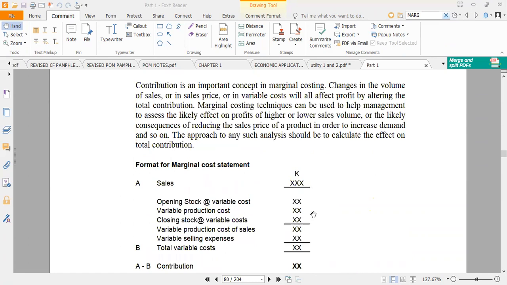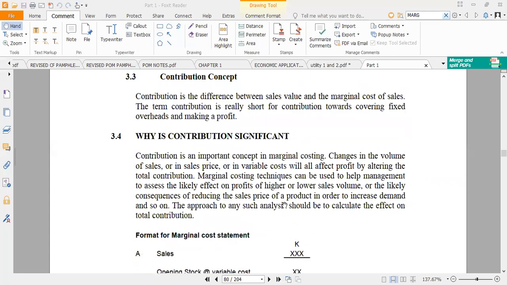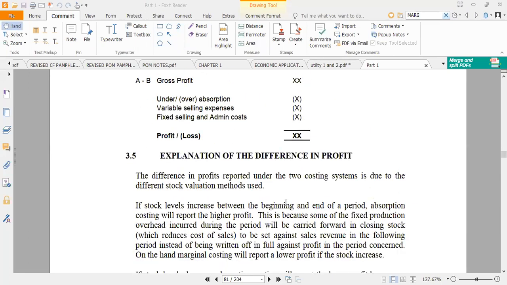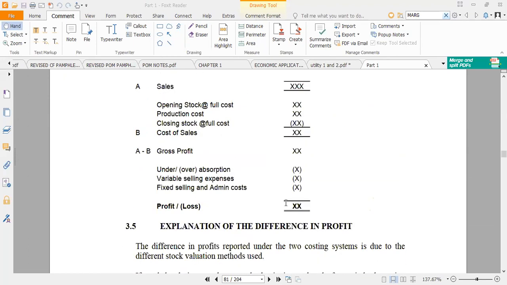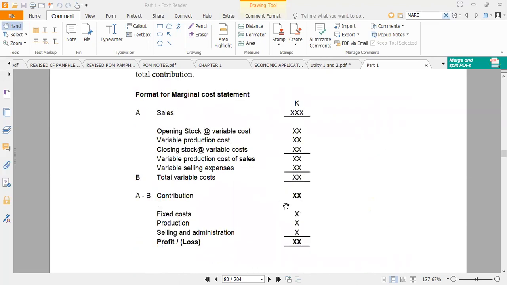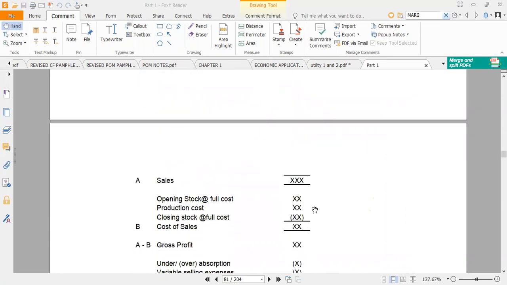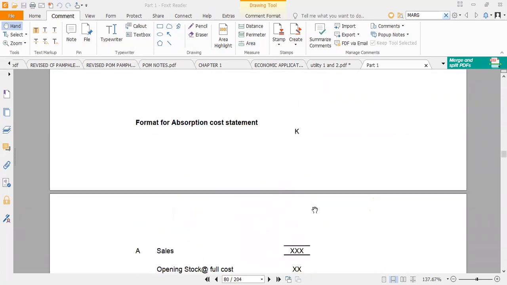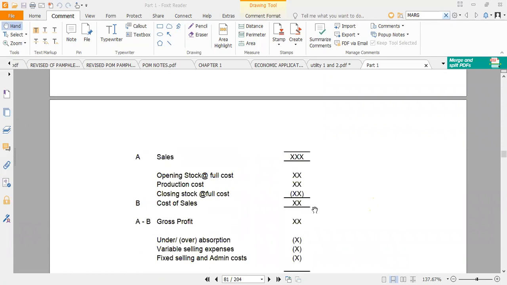Now, we have to get into the format for marginal costing. We have to look at the one that uses the full product cost, and the other one that does not use the full product cost. Getting down to an example, before the example we have the format: marginal costing is for variable costs, and absorption costing is for the full product cost.